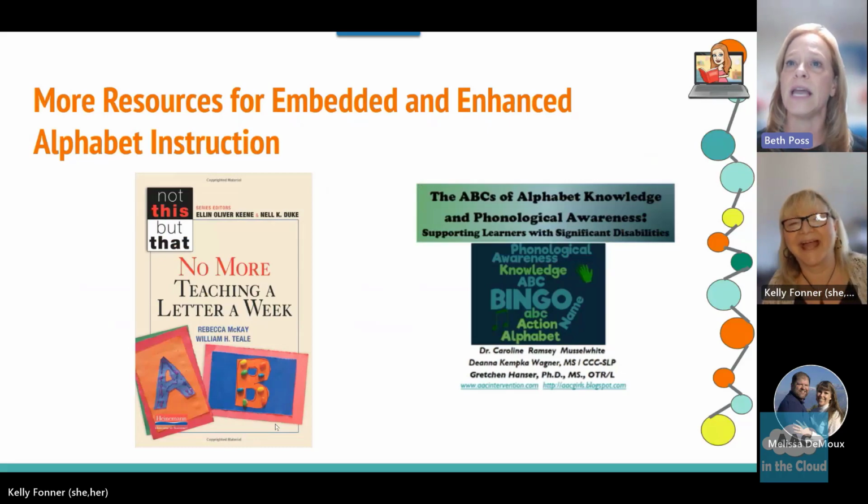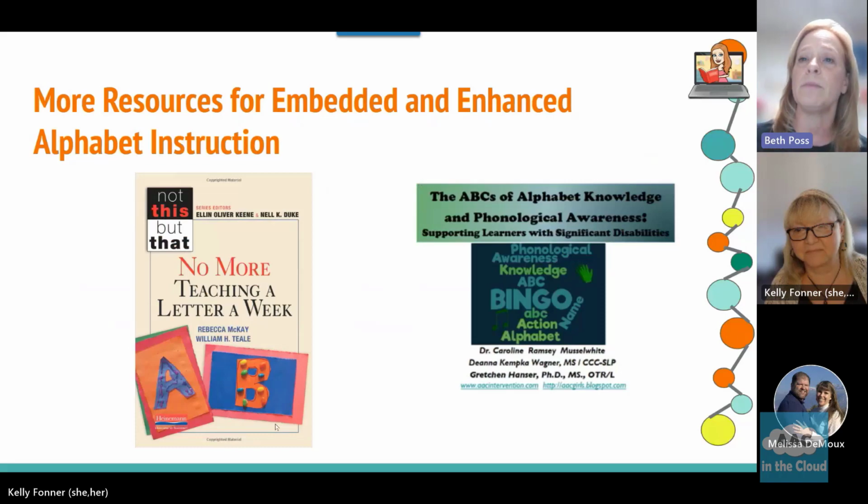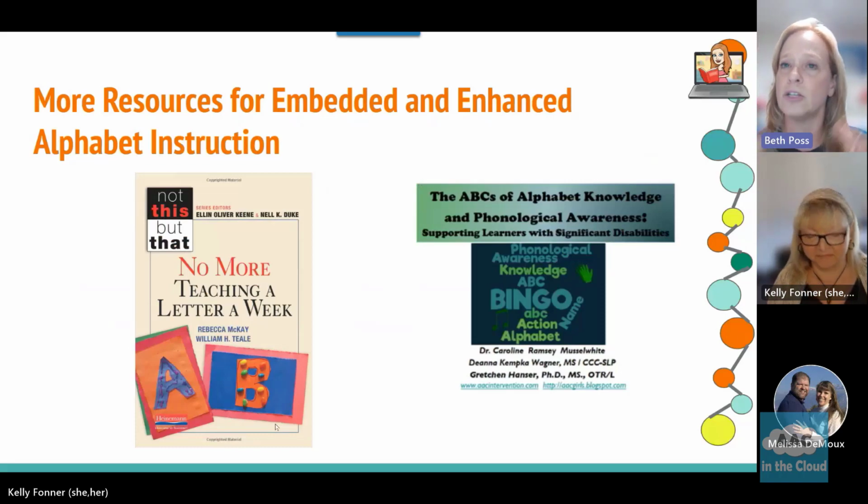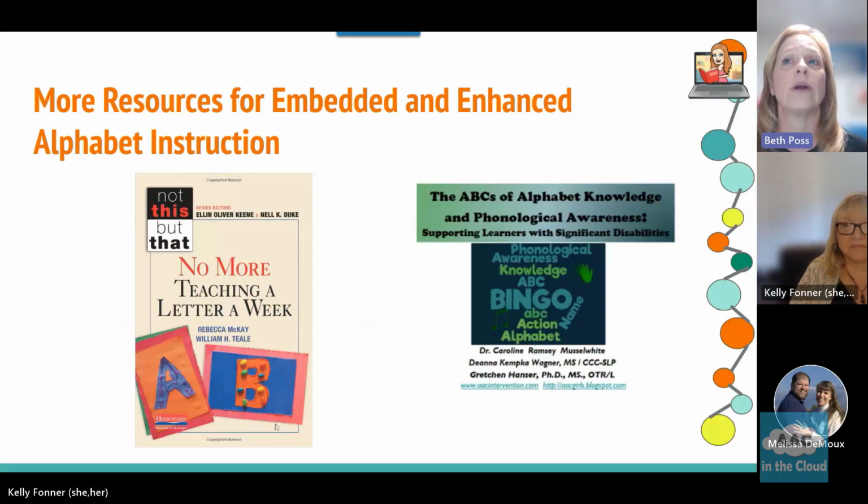And then there's the ABCs of Alphabet Knowledge and Phonological Awareness. That is by Caroline Musselwhite, Deanna Wagner, and Gretchen Hanser. It's available on TPT. So if you go to Caroline Musselwhite's TPT page, you can find it there. And it's just filled with tons and tons of resources on how to embed alphabet and phonological awareness instruction across your day.